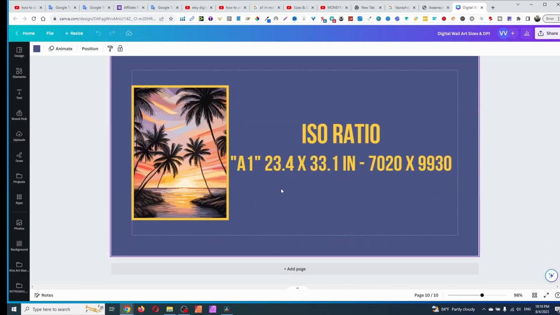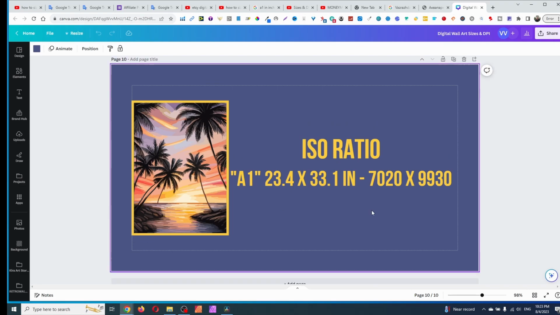And for ISO I'm going to get the biggest one, A1. You can offer A0, but I prefer A1 because it's big enough. 23.5 inches by 33.1 inches. This means in pixels 7020 by 9930 pixels. I think these are the most important things that we need to know about sizing our digital wall art to be ready to sell it on Etsy.